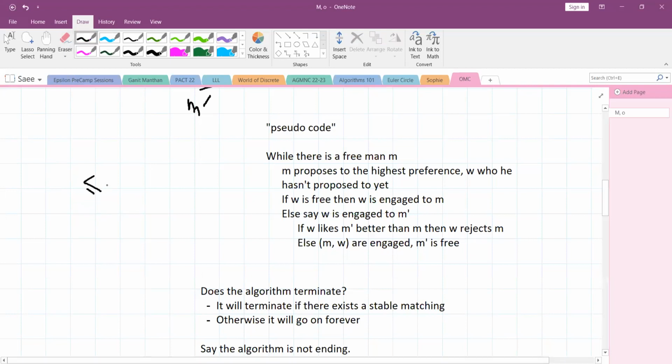So if there are n men and n women in the input, in very rough terms, we say that we take at most n squared time. This is also known as the runtime analysis of an algorithm. And sometimes we also do a space analysis. How much space is it taking up on our computer? Over here, just to store all the preference lists, we are using n squared space.